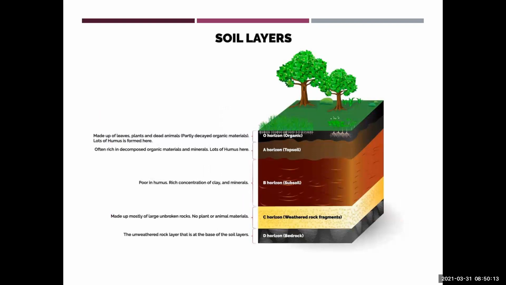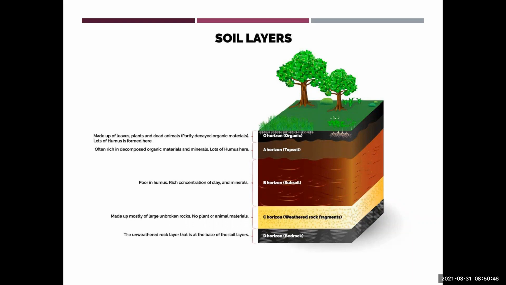So when we think in terms of soils, we are often thinking in terms of these different layers of soils. We often think of the O layer as the organic layer. This is the layer at the very surface where we see the leaves and the plants, the dead animals, partially decayed organic materials. This is where humus is formed. It's when you pick up dirt and you smell that earthy scent in soil, that's this organic layer.